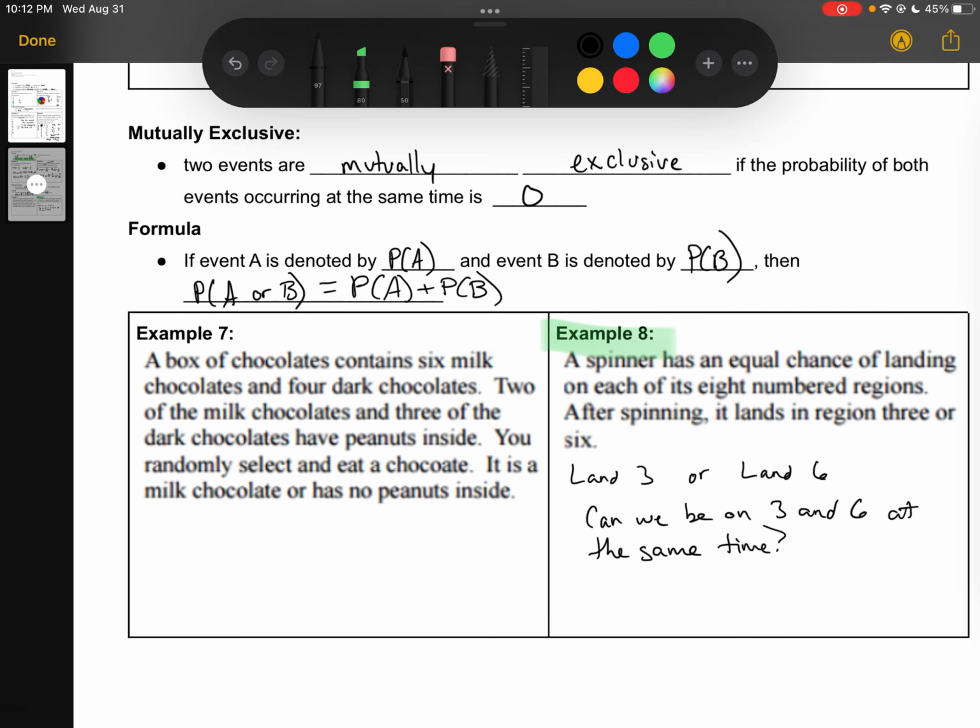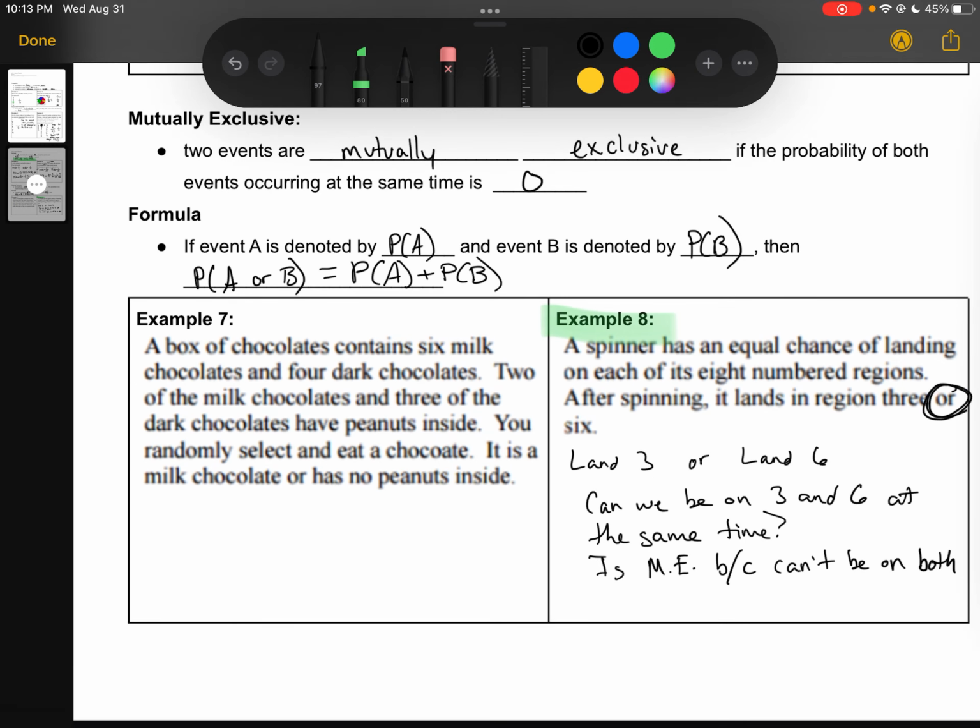The answer to this, if you've ever spun a spinner before, is that there's only one arrow on a spinner. It can't touch 2 things at once. So you're either on 3 or you're on 6. If you're in that in-between region, you're not on either of them. You're just in the middle. So this is mutually exclusive because it can't be on both.